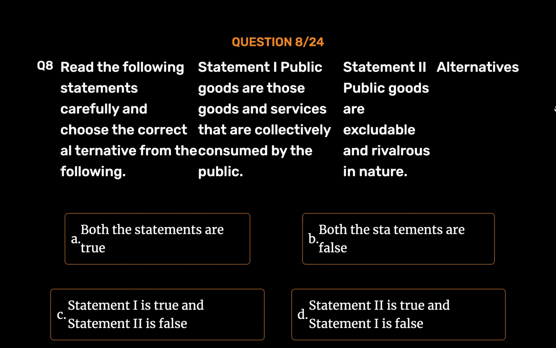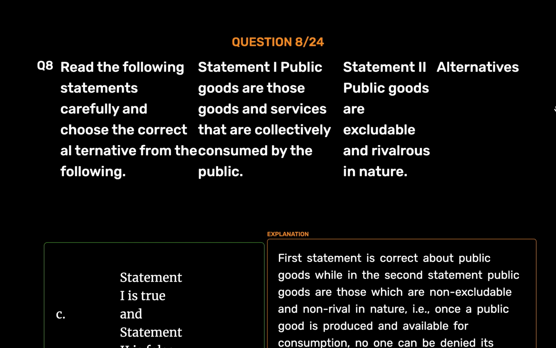The correct answer is Option C. Statement I is true and Statement 2 is false. First statement is correct about public goods, while in the second statement, public goods are those which are non-excludable and non-rival in nature, i.e., once a public good is produced and available for consumption, no one can be denied its consumption.